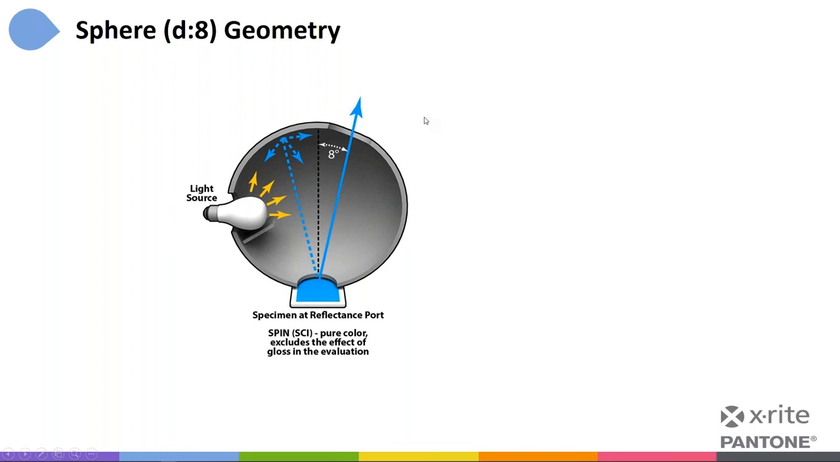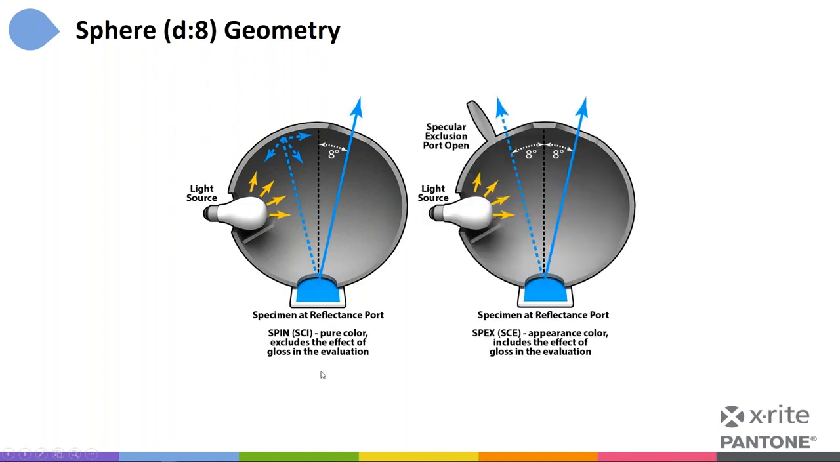Now with a sphere instrument, you'll notice at the bottom here, we describe SPIN or SCI measurement. That's what this sphere is currently set to measure. A sphere can also do what's called an SCE measurement, specular excluded, where we're literally opening up an exclusion port in the device to allow specular light, and I'll tell you more about that in a second, to escape the sphere.